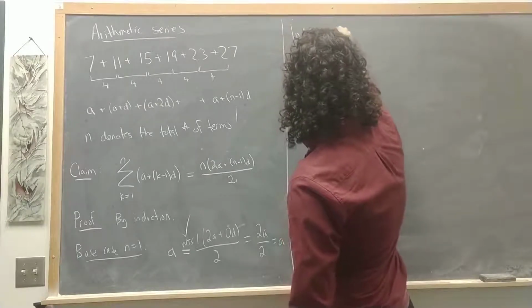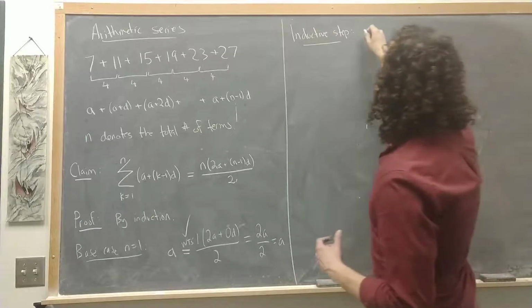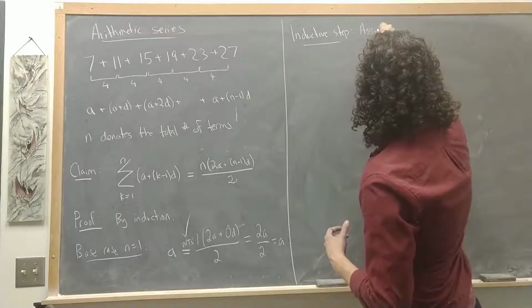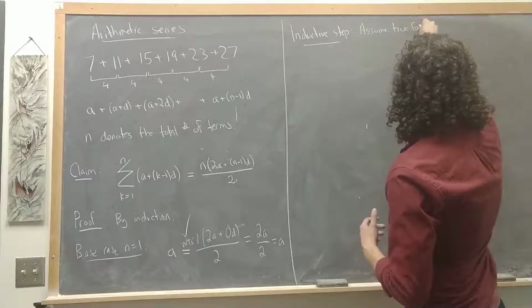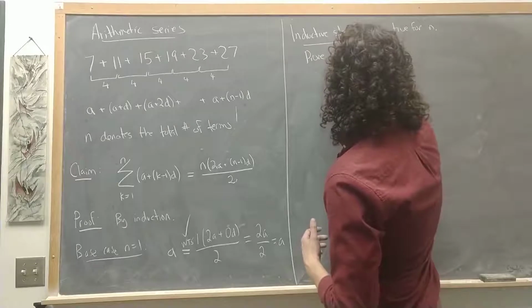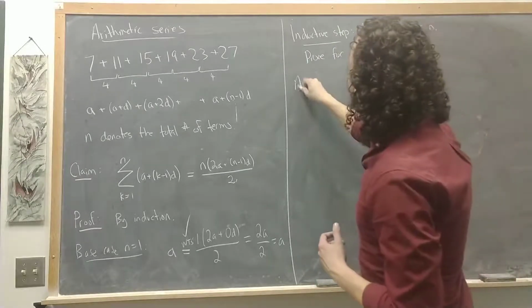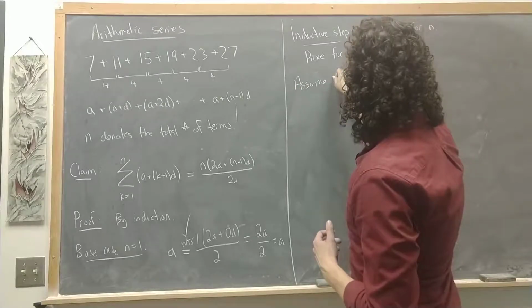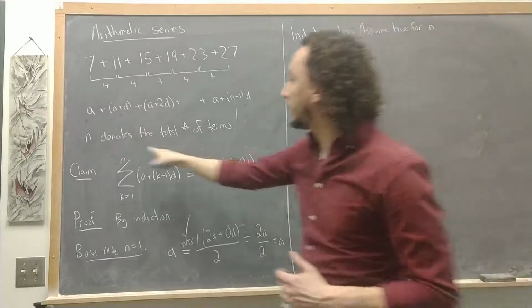Now the base case is taken care of. We move on to the inductive step. And as usual, the inductive step says assume it is true for n and prove it for n plus 1. In other words, I'm going to assume that this formula is true.